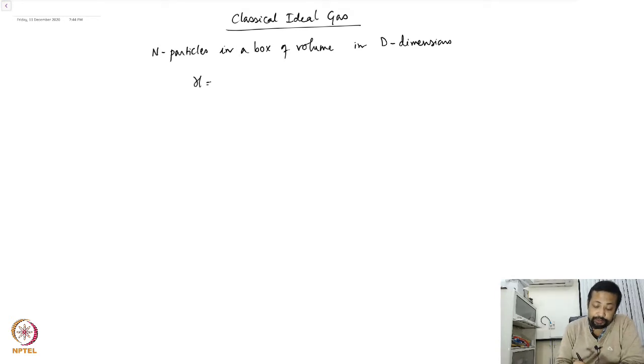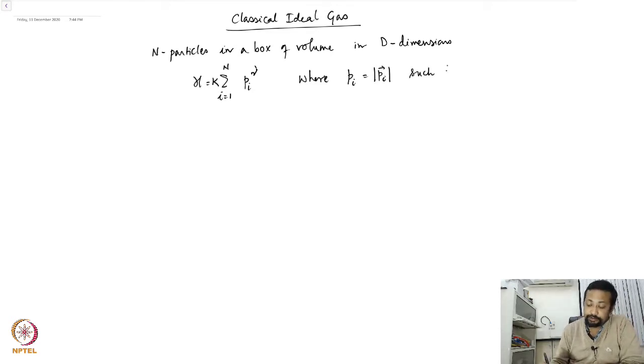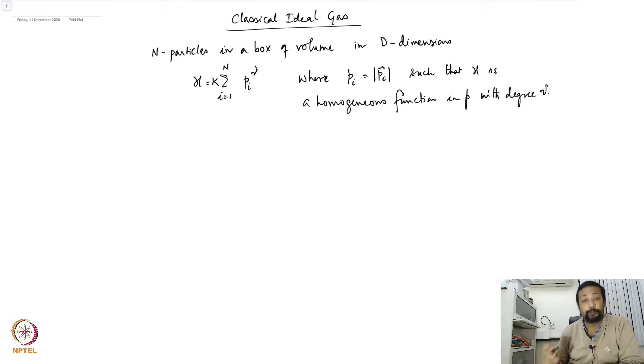So the Hamiltonian of this system is the sum over i equal to 1 to n of kappa times the magnitude of p_i raised to the power nu, where |p_i| is the modulus of p_i, such that H is a homogeneous function in p with degree nu.